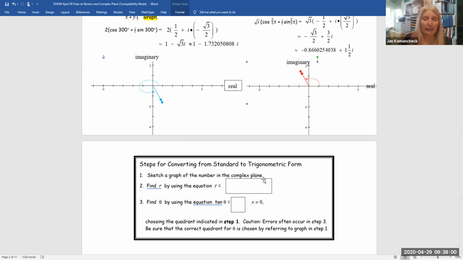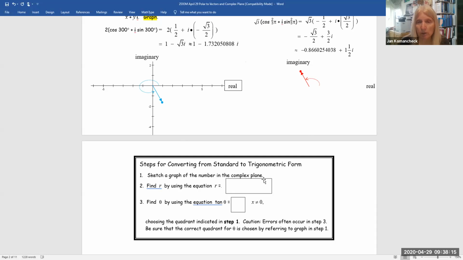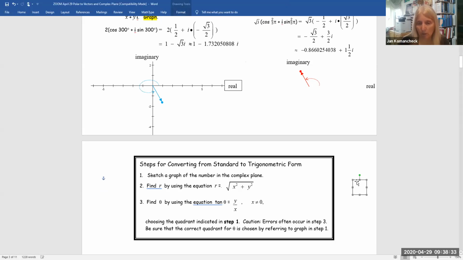Okay, not yet. Sketch the graph of the number in the complex plane. So why? Because you want to know where it's kind of located. Find r. How are you going to find r? By using x squared plus y squared equals r squared, by taking the square root of x squared plus y squared. And how are you going to figure out the angle theta? Because I got to know what this angle is. It's easy for me to graph this, but how do I know what the angle is? I'm going to use the tangent of my angle as y over x, and x can't be 0.